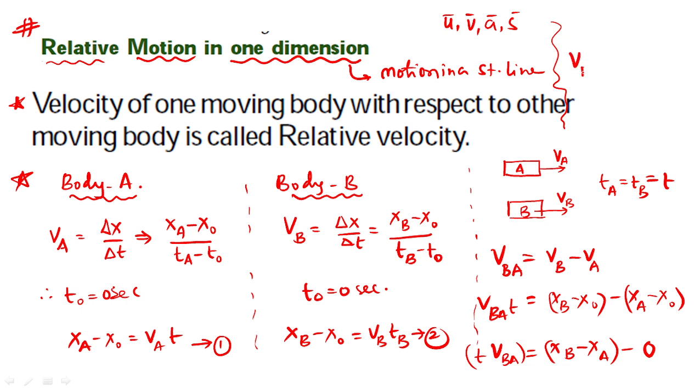So VBA into T is nothing but XB minus XA. Or else this can be written as what? So relative displacement also I can write. Relative displacement of B with respect to A. Velocity into time is nothing but distance only. XBA is there here. So displacement of B with respect to A is also written as XB minus XA.